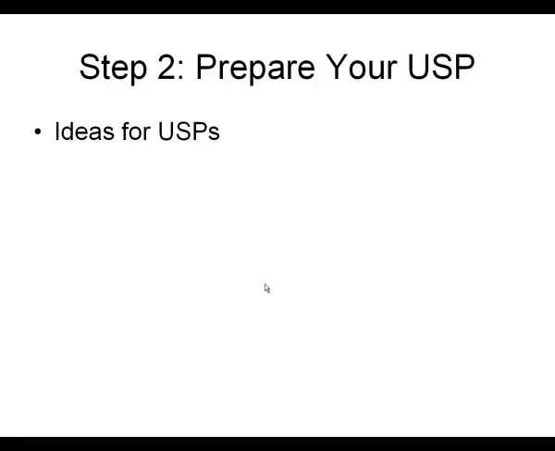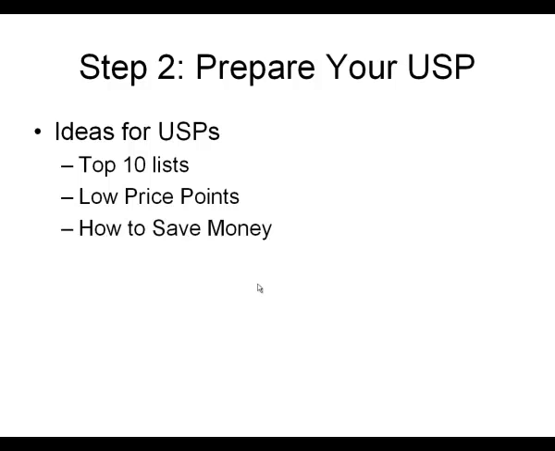So good ideas for unique selling propositions: top 10 lists. It could be top 10 tips, or it could be top 10 properties. It doesn't have to be 10, it could be top 3, but top lists always work well. You have the low price point, so if you select an area, like for example Westmount, and you make a list of all the houses that sell for less than $1 million, then you shouldn't have too many of those, and you can make it into a top 10 list.